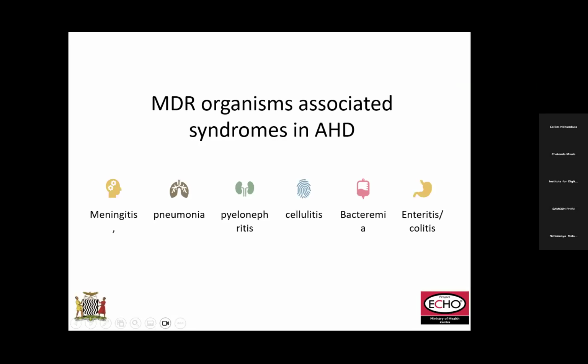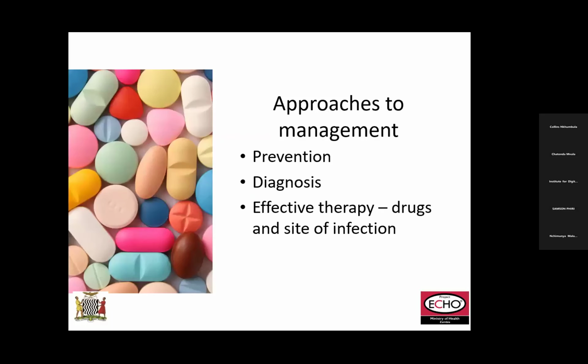So when we talk about organisms associated with advanced HIV syndrome, we have a good number of them. We have meningitis, pneumonia, pyelonephritis, cellulitis, bacteremia, and enteritis, colitis. So these are the organisms in the AHD syndrome. Now, let's talk a bit about the approach to management. When we talk about management, we have the prevention part of it, the diagnosis, and the medication which is provided in regards to that.